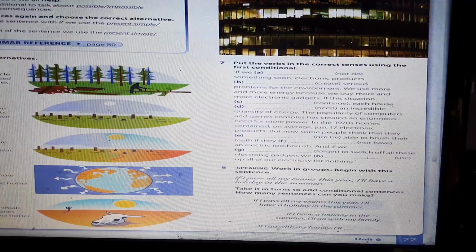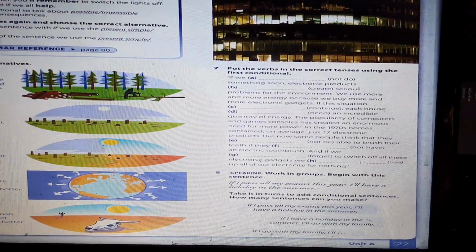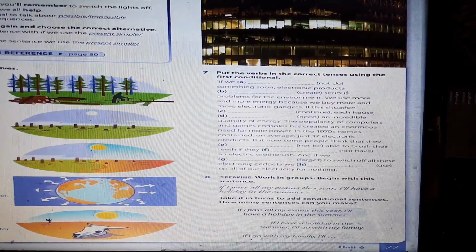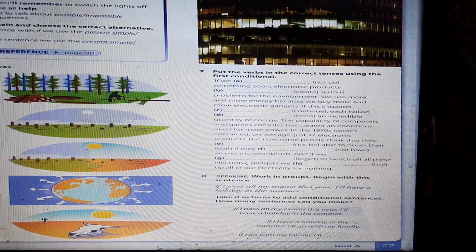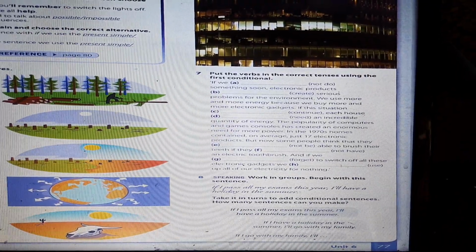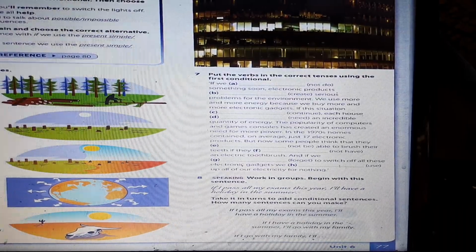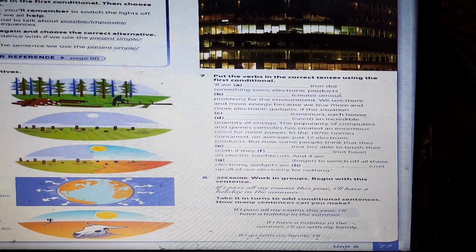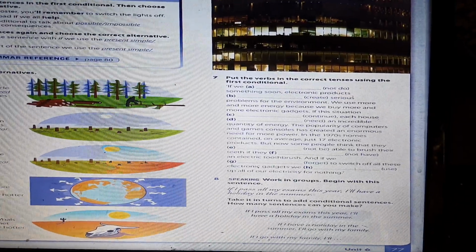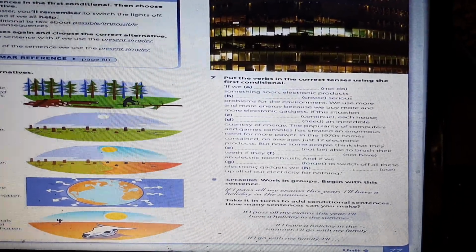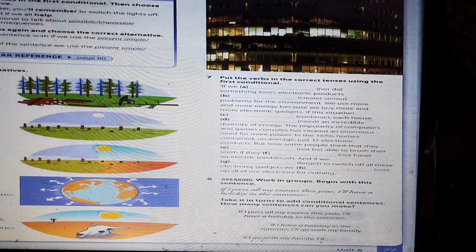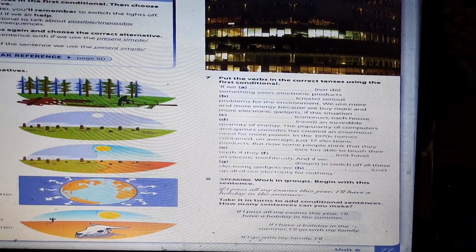Again will need an incredible quantity of energy. The popularity of computers and games consoles has created an enormous need for more power. In the 1970s, homes contained an average of just 17 electronic products.